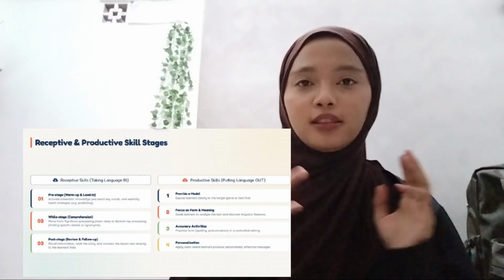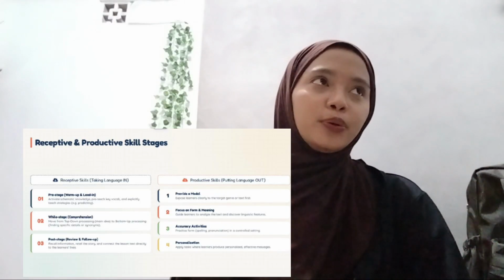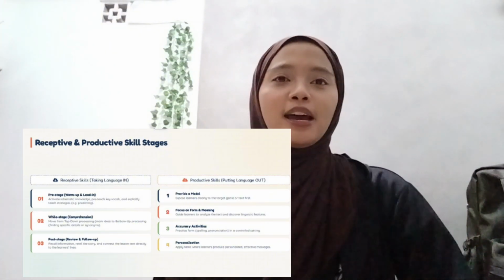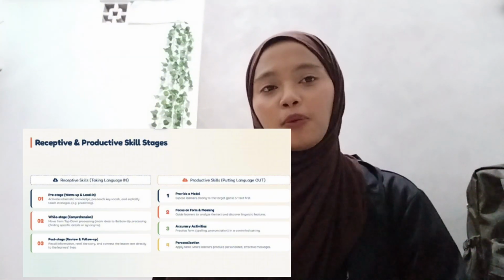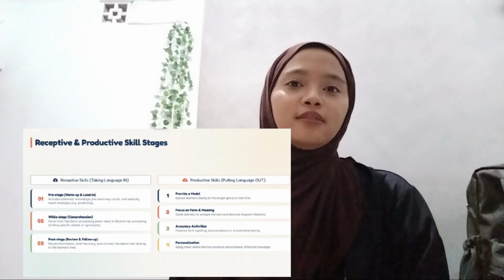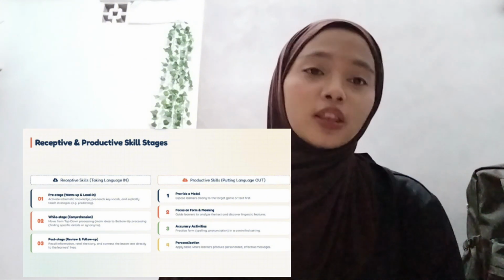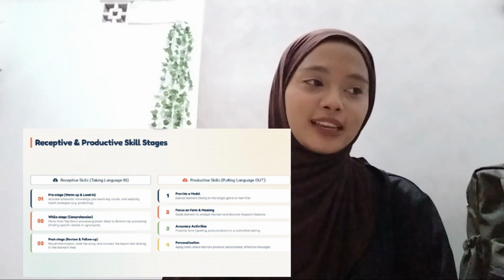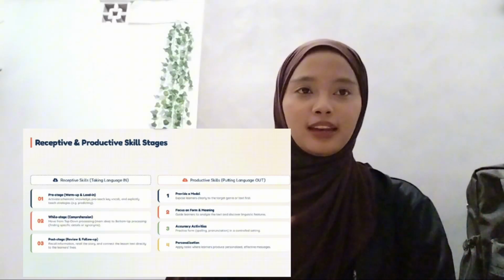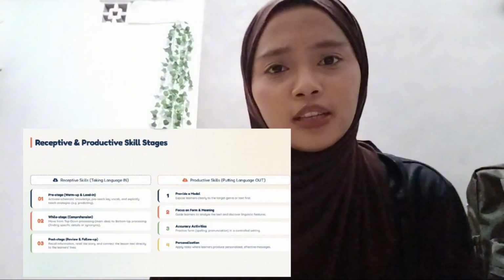And then the third one is the post stage. It's like a review and follow up about what we learned about that topic, or what you listened to. Then follow up or recall information, retell the story, and connect the lesson text directly to the learners' lives. And then the second one is productive skills.